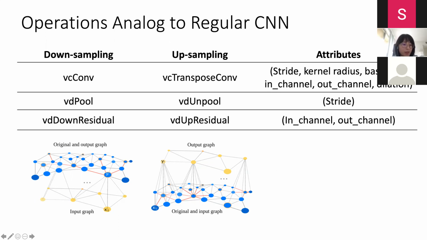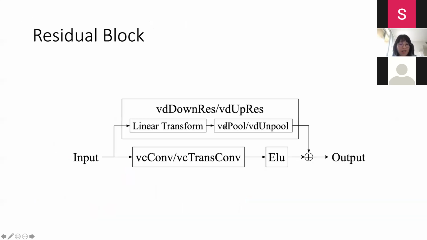And we also define the down residual and up residual layer, which is basically the same as the residual layer in a traditional CNN, which has the convolution and the transpose convolution layer added with the linear transformation, followed by some pooling and unpooling layer.